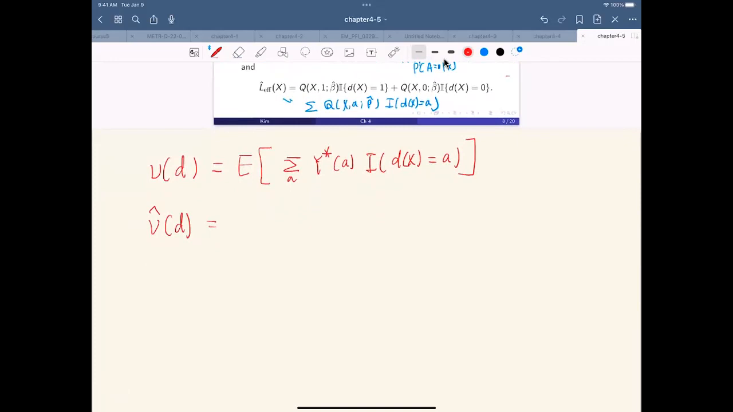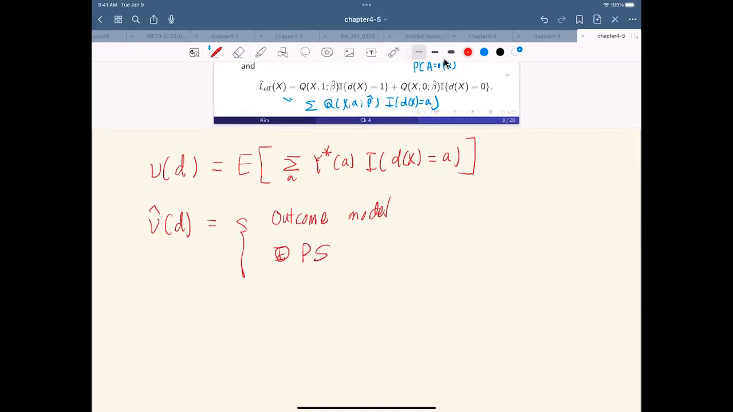So there are several ways actually you can do this. Three ways: using the outcome model, right? Using the PS model. The third one is using the augmented, so this is IPW, the augmented IPW method.